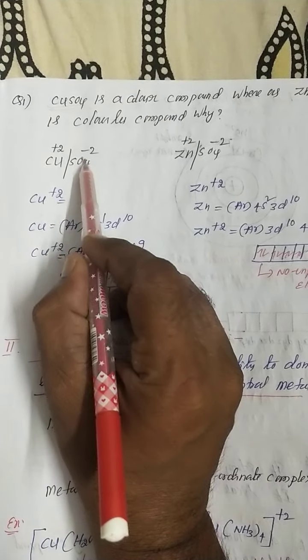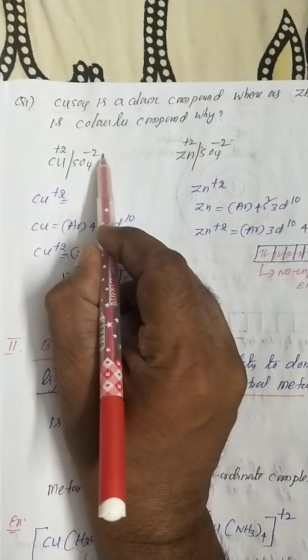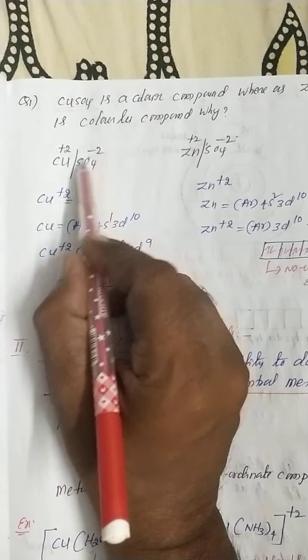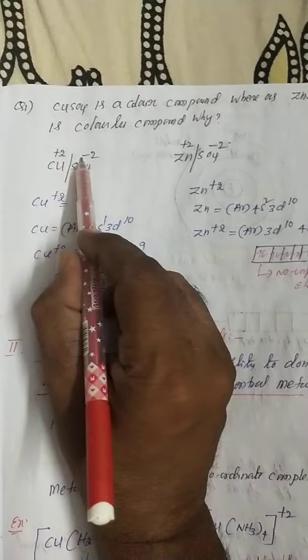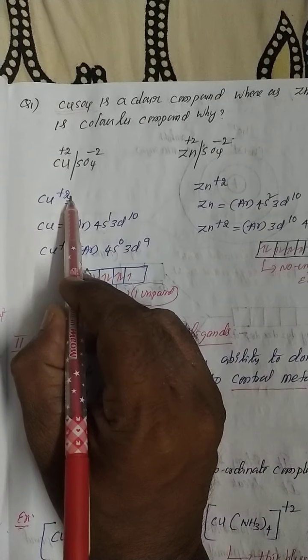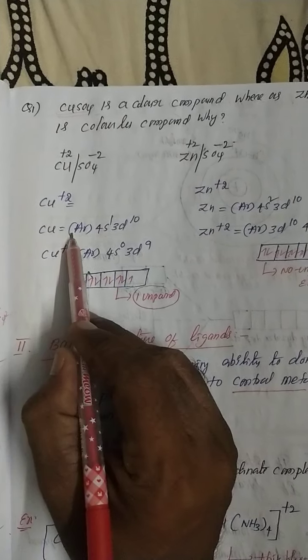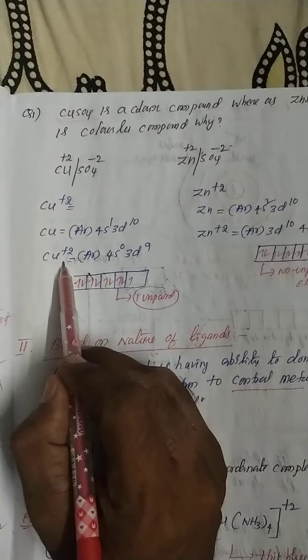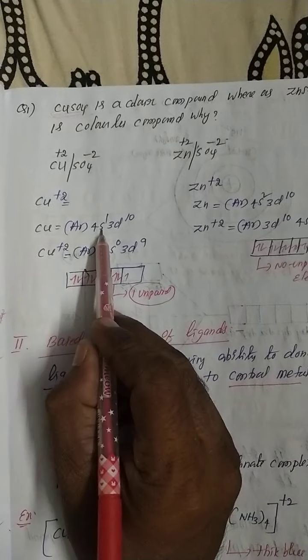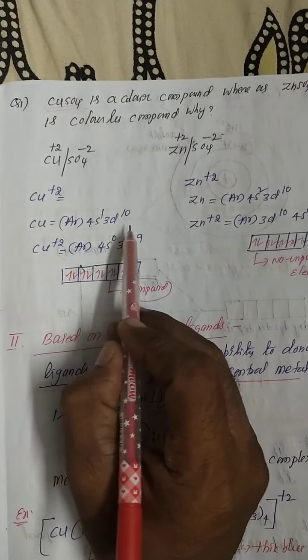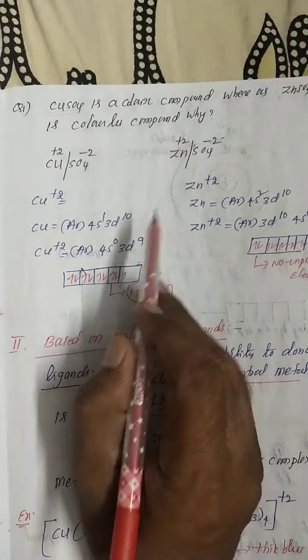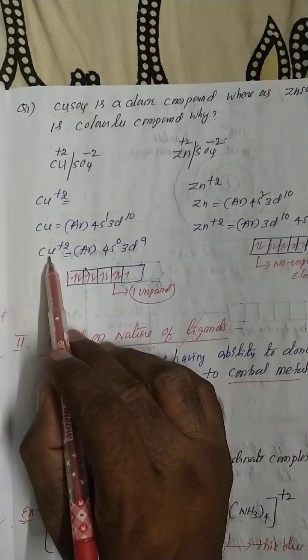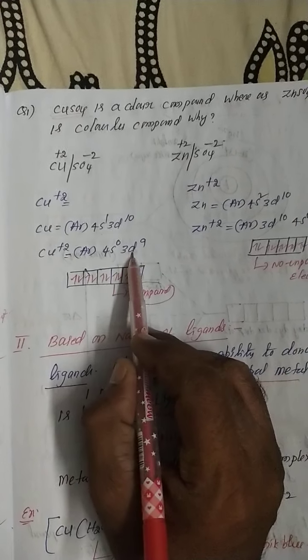It means sulfate oxidation state minus 2. So sulfate oxidation state minus 2 means copper is showing the plus 2 oxidation state. Copper's electronic configuration is argon 4s1 3d10, but here it is Cu plus 2: from the s orbital 1 electron is removed, and from the d orbital 1 electron is removed. So that's why in Cu plus 2 it is 4s0 3d9.